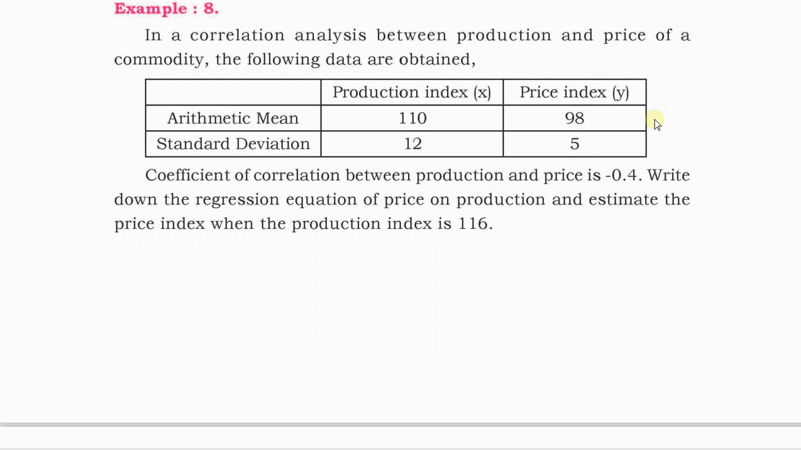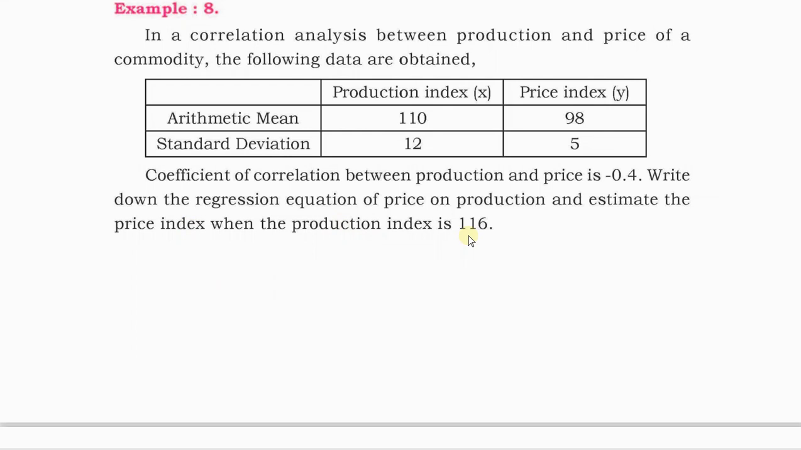Let us look at some of the simpler problems here. In correlation analysis between production and price of a commodity, the following data are obtained. So here there are two variables, production index which is x and price index which is y. The arithmetic mean for production index is 110 and for price index it is 98. The standard deviation is 12 for production index and 5 for price index. The correlation coefficient between the production and price is minus 0.4. Write down the regression equation for price on production and estimate the price index when the production is 116.